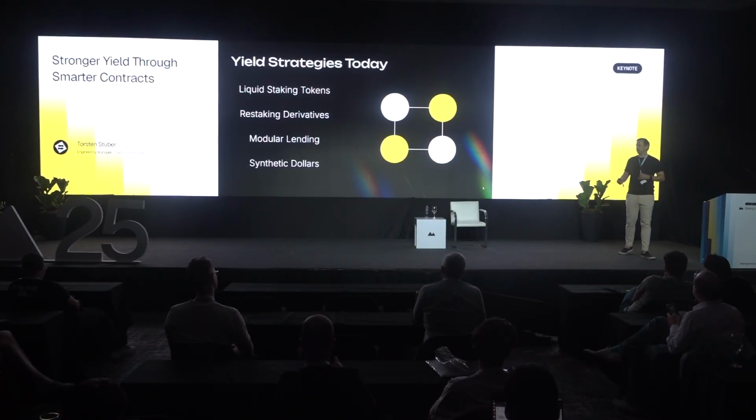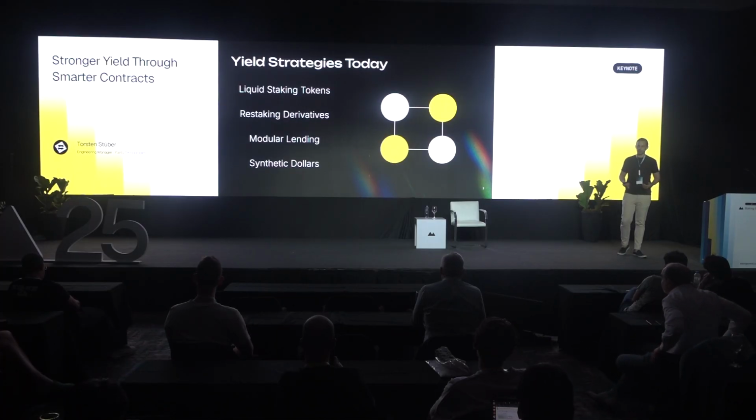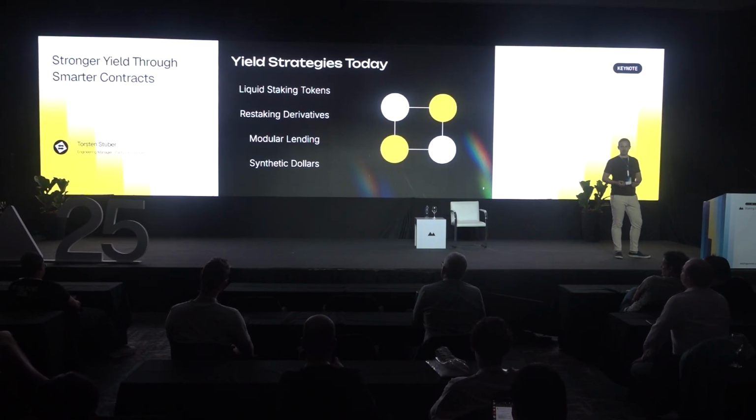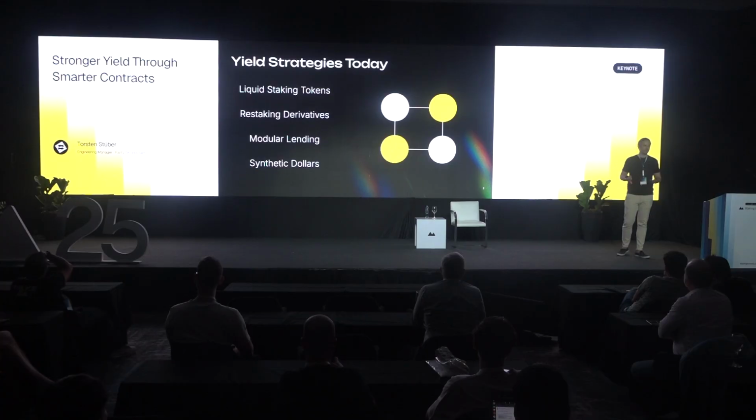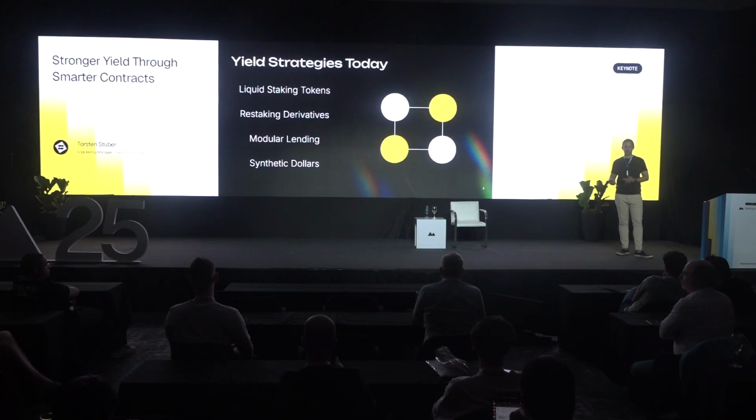For example, you have liquid staking tokens, restaking derivatives, you have modular lending systems like Morpho or synthetic dollars like Ethena. But although all these systems look quite different, at the end they're based on a few common things. For example, they need to interact with different assets, they need access to a staking system, and they need logic to react to changes in the market or to reassess risk.